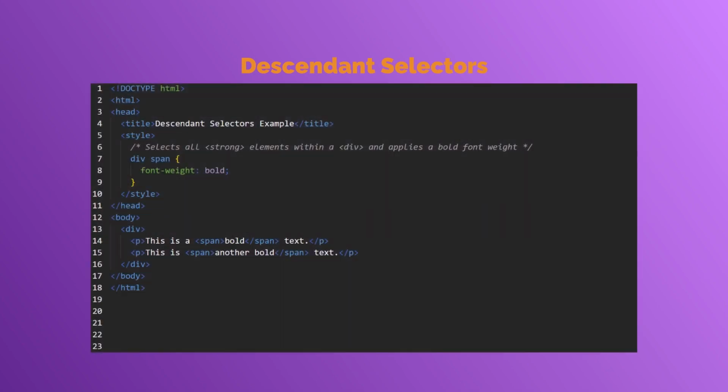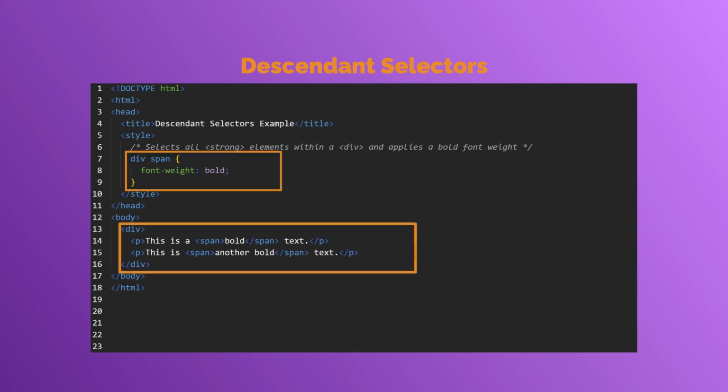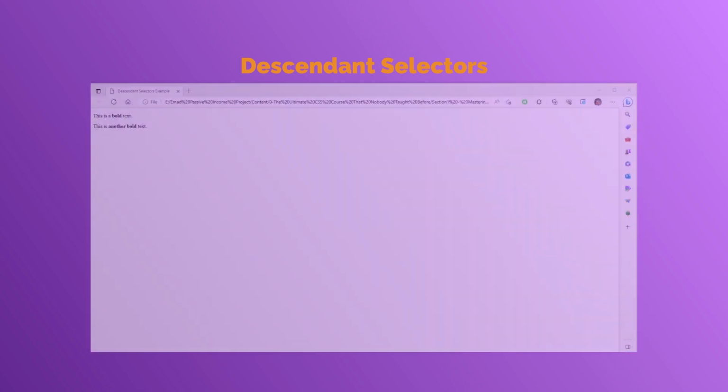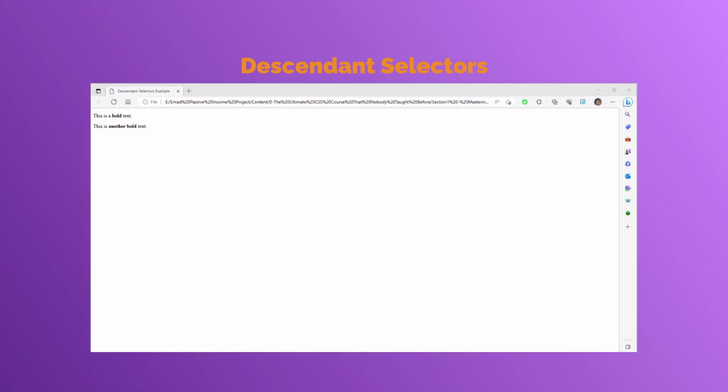Descendant selectors. The descendant selector allows us to target elements that are descendants of a specific parent element. It is represented by a space between the parent and child element selectors. Let's see an example. In this example, we have an HTML page with a div tag element that contains multiple P tag paragraphs. The CSS code selects all span tag elements that are descendants of a div and applies a bold font weight to them. As a result, the text bold and another bold within the span tags will be displayed in bold font weight. The resulting HTML page output is like this.